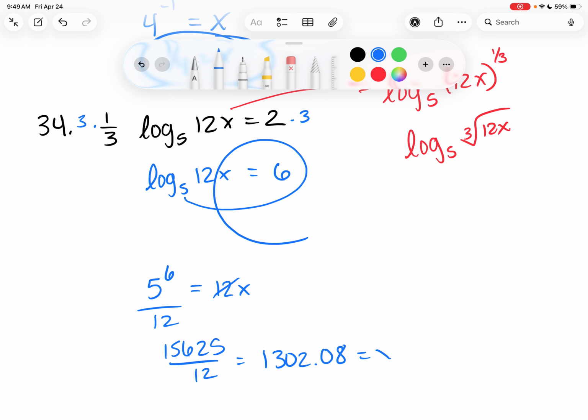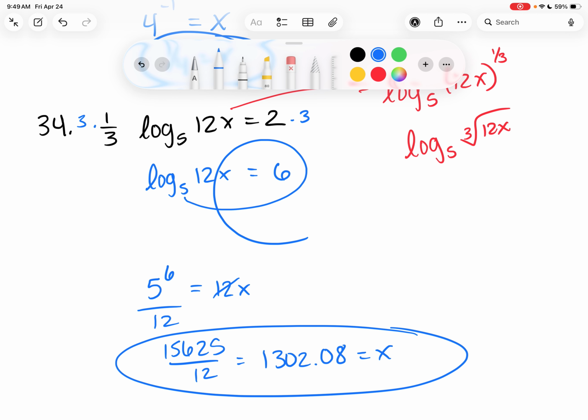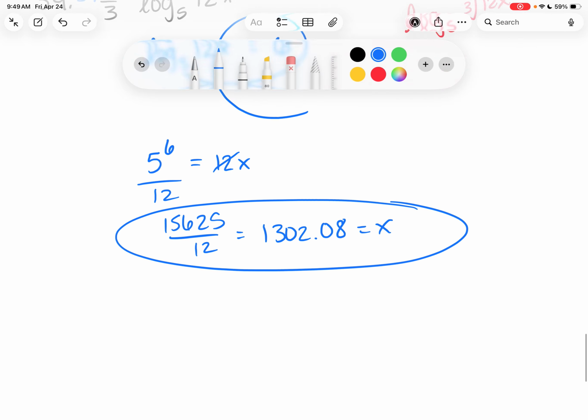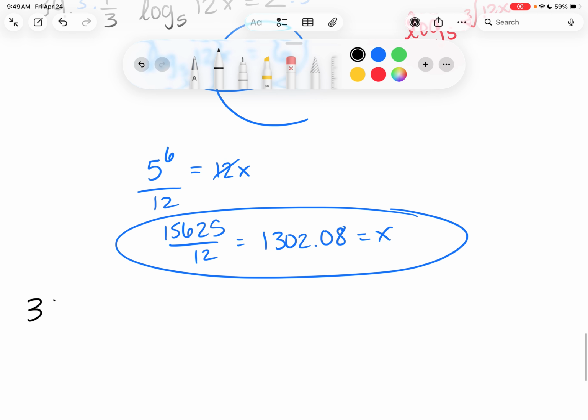1,302.08. So any of those would be sufficient there. 38. We just have 2 more.